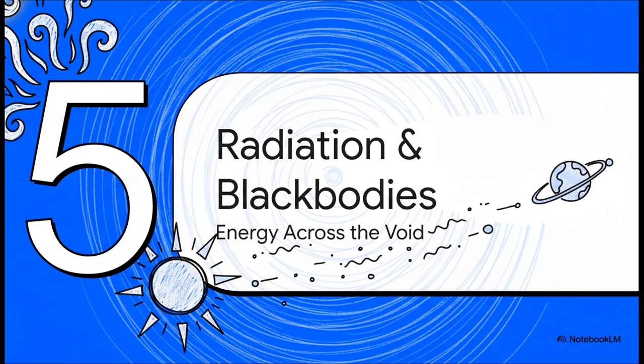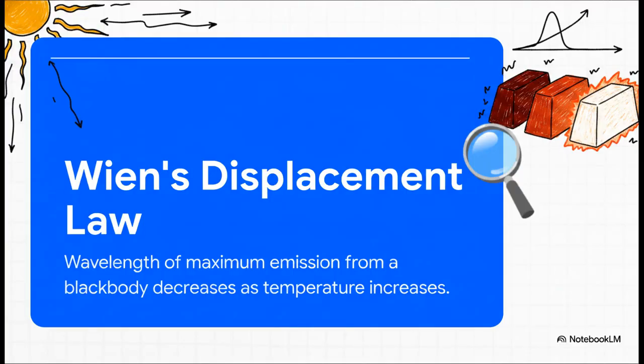Next up, Section 5, Radiation and Black Bodies. Energy across the void. So, conduction and convection both need physical matter to operate. But that raises a pretty massive question. How does the Earth receive heat from the sun across millions of miles of completely empty vacuum? The answer is thermal radiation, electromagnetic waves traveling at the speed of light.